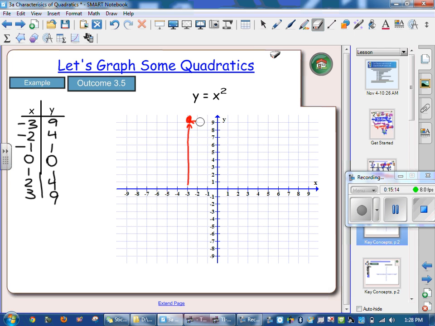Then we go to negative 2 and 4. So we go over negative 2 up to 4 and see where they meet. That's where they meet. Graph your grid, please. Negative 1, positive 1. And 0, 0. 1 and 1. 2 and 4. And then we've got 3 and 9. So if we join our dots, we're going to have a parabola. Okay, there's our basic graph. Now, what do you notice about the numbers on the right-hand side and the left-hand side?